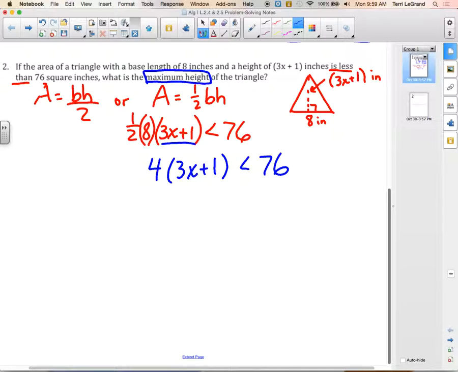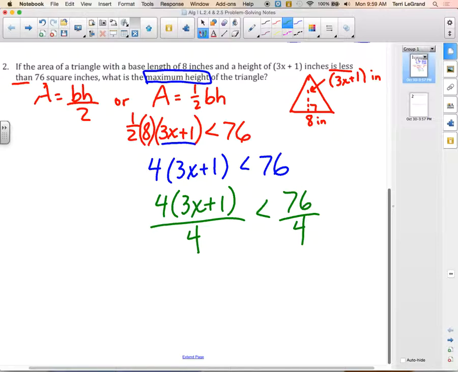If we're going to cancel, what do we have to do? 3x plus 1 is being multiplied by 4, is it not? How do we undo multiplying? We divide. What should we divide by? 4, the same thing it's being multiplied by. So we're going to take the left side and divide it by 4, and the right side and divide it by 4, because there's multiplication going on here.